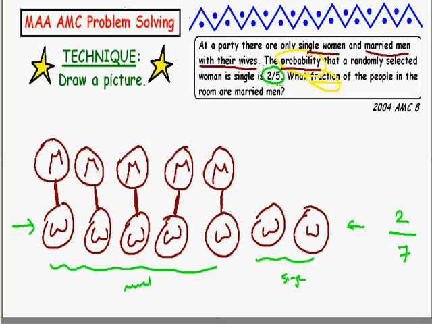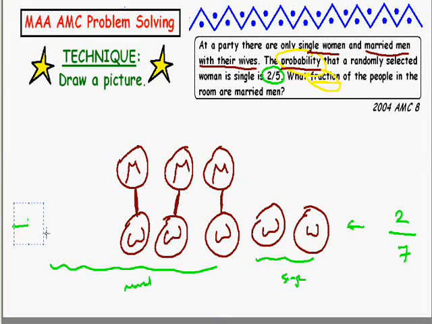I'm not quite sure what probability means, but I have a feeling my picture is wrong. I want 2 out of 5 to be single. Sorry, 2 out of 5. I think I've got too many married couples in this picture. So how can I change my picture so that I've got 2 out of 5 instead of 2 out of 7? Well, I'm just following my nose. Let me get rid of 2 couples. Beautiful.